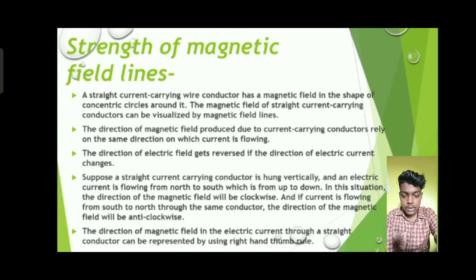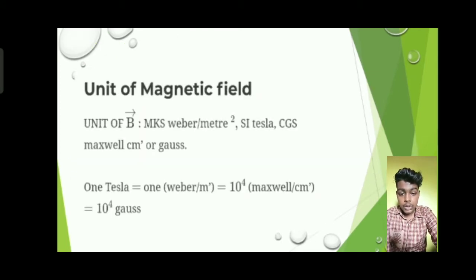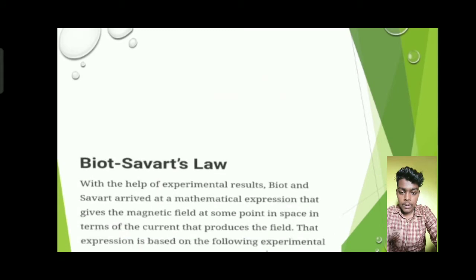Now let's see units of magnetic field. Unit of B vector is, in MKS, Weber per meter square. SI unit is Tesla. CGS unit is Maxwell per centimeter square. 1 Tesla equals 1 Weber per meter square equals 10 to the power 4 Maxwell per centimeter square, that is equal to 10 to the power 4 Gauss.